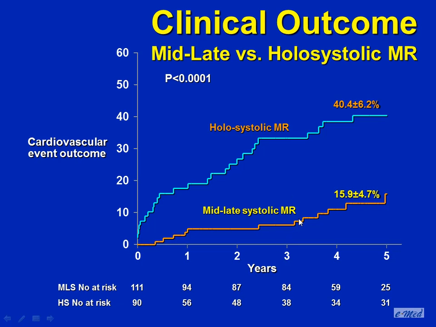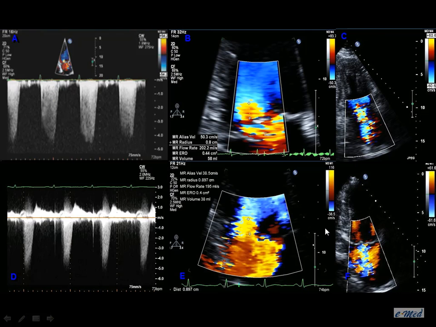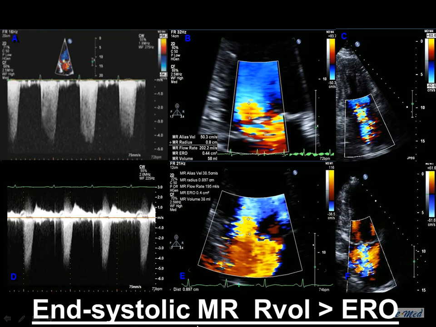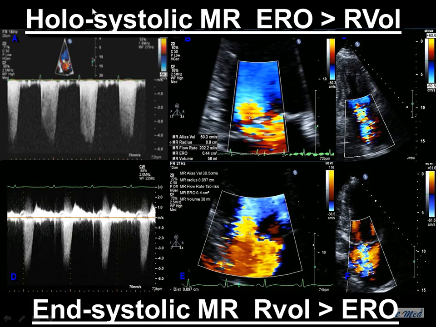They did better. So when you have end-systolic or mid-late systolic MR, the regurgitant volume is a better measure of the severity of the MR, whereas in holosystolic MR, the effective regurgitant orifice is a better measure. So that's a very important point in saying be careful in what you're doing. And it's particularly important because the size of the jet looks as big in the holosystolic and the mid-late systolic MR. The jet will not allow you to understand what's going on.